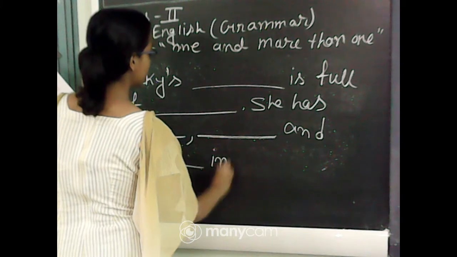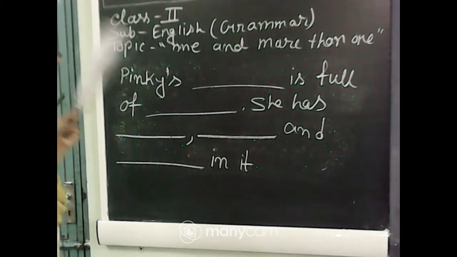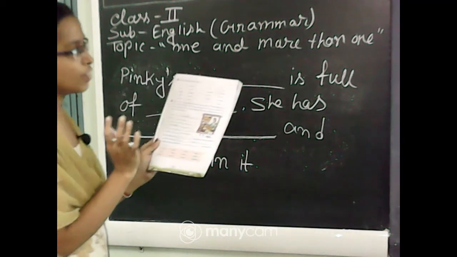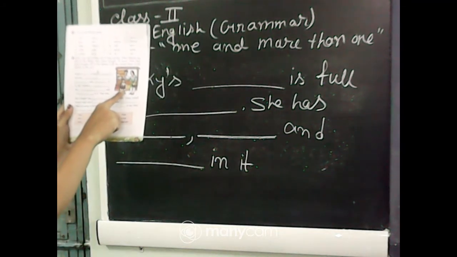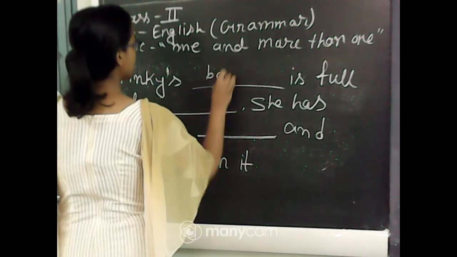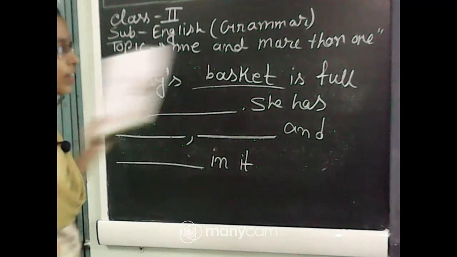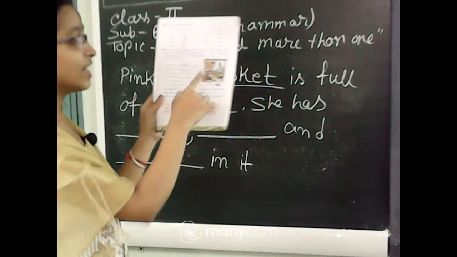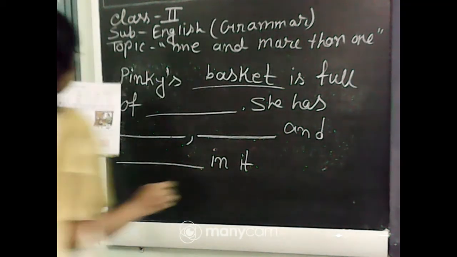So up to this, what we can do? So let's see the words from the blank, like how we can fill it. So we can do like that. Pinky's basket, we can see here that is one basket, isn't it? So it will be one basket. Pinky's basket is full of what? What we can see in the picture is full of vegetables, and there is lots of vegetables. So that is more than one. Vegetables.